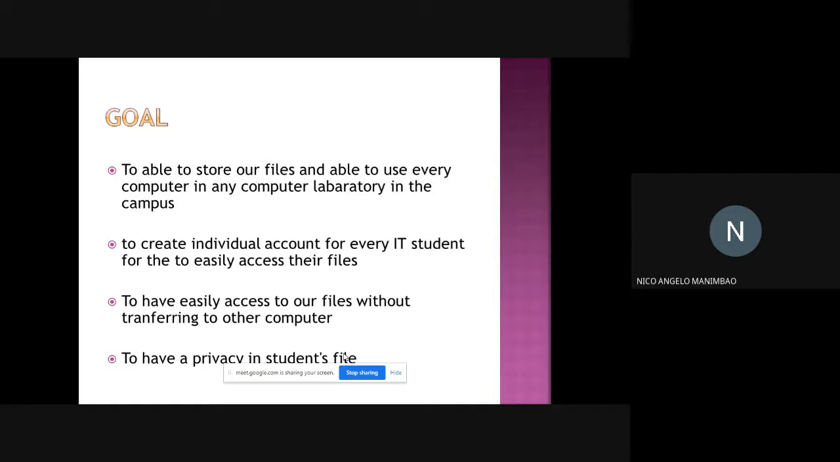To create an individual account for every IT student, for easy access to their files, to have easy access to our files without transferring to another computer, and to have privacy in students' files.